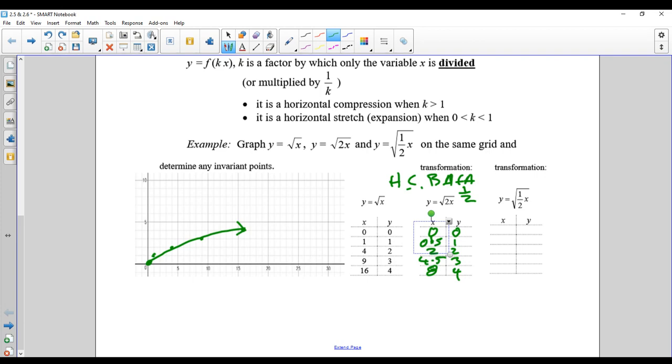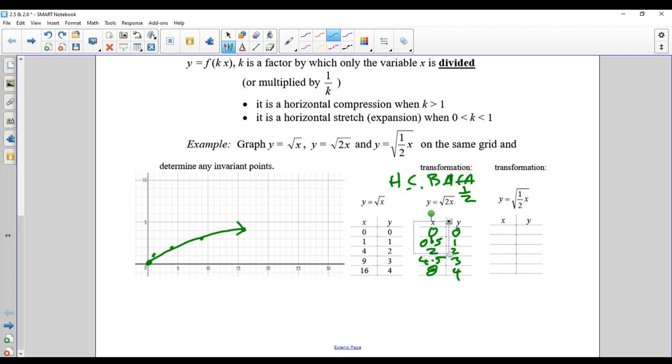Every single x value was compressed by a half, or multiplied by a half. Same thing. Why would it be by a factor of a half? Because we always take 1 over whatever number you multiply your x by. It's always 1 over that number. And it says it in the thing above here: the variable x is divided by, or multiplied by, 1 over k.